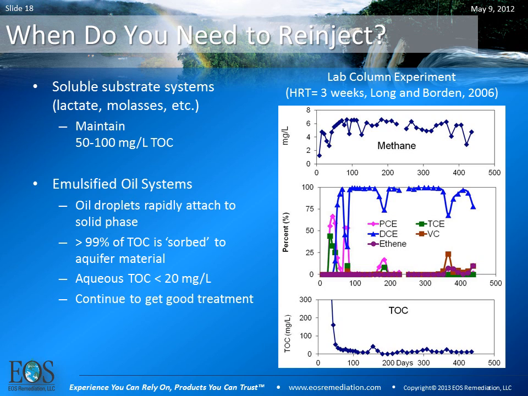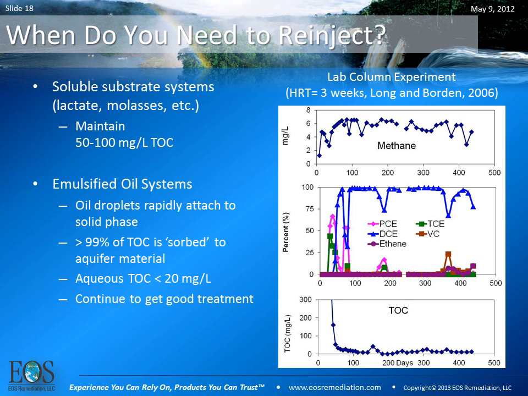In some emulsified oil systems, the oil droplets attach to the solid phase, and typically when you're talking about TOC, the majority of it is sorbed to the aquifer material. The aqueous TOC can be a good metric for figuring out when you require re-injection. Aqueous TOC of less than 20 milligrams per liter can still give you very good treatment.